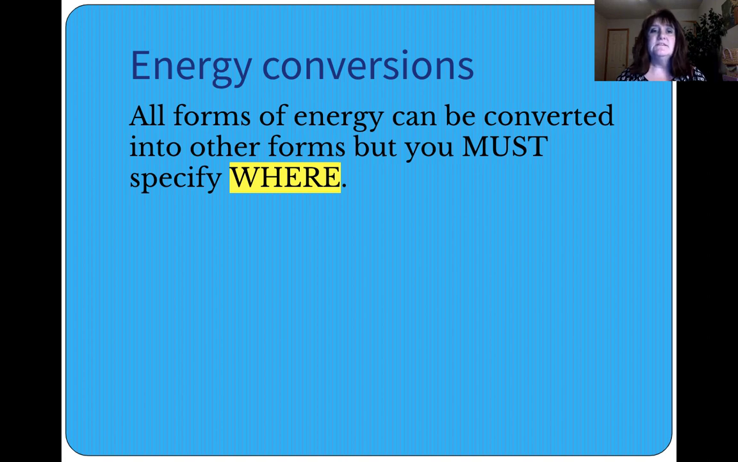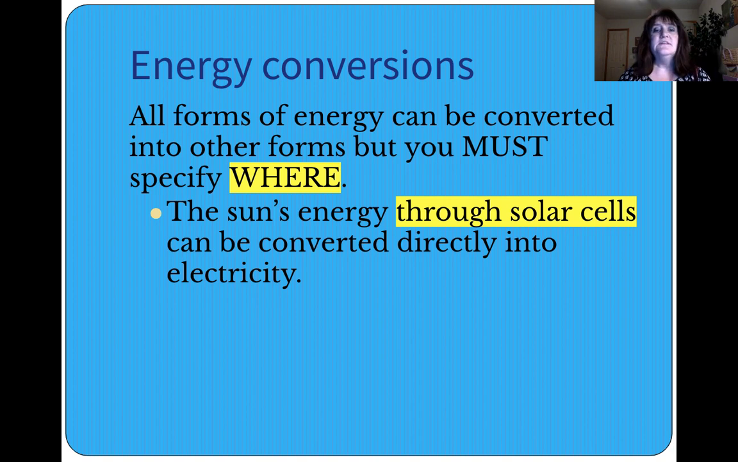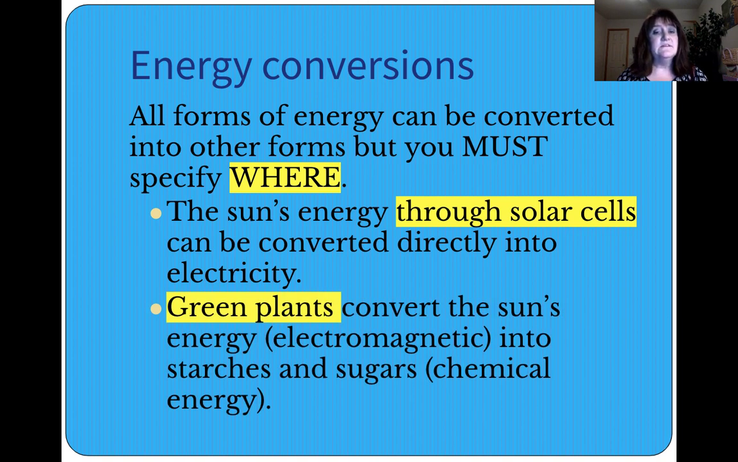It's not okay to say electrical becomes mechanical. Tell me where. So, the sun's energy, radiant energy, through solar cells can be converted directly into electrical energy, or electricity. Green plants convert the sun's radiant or electromagnetic energy into starches and sugars, which is chemical energy.